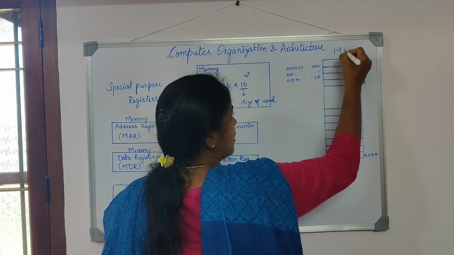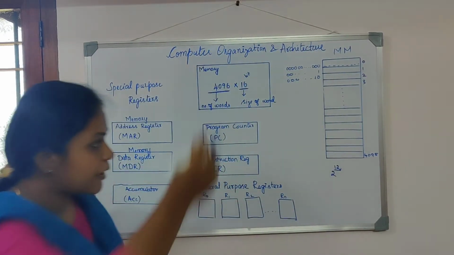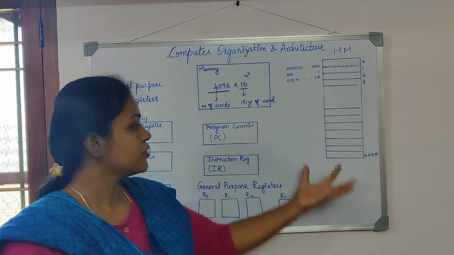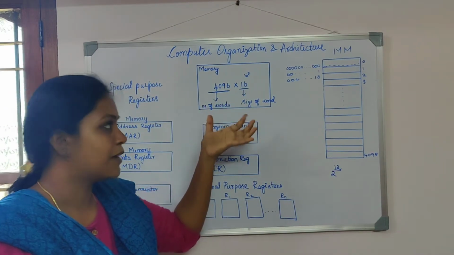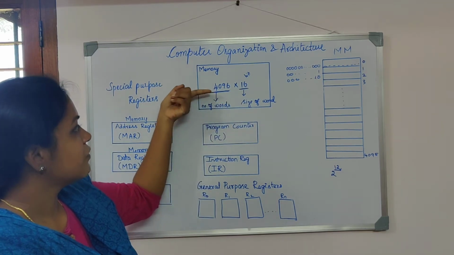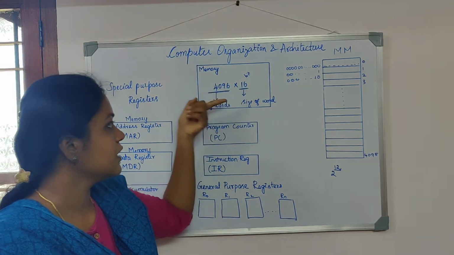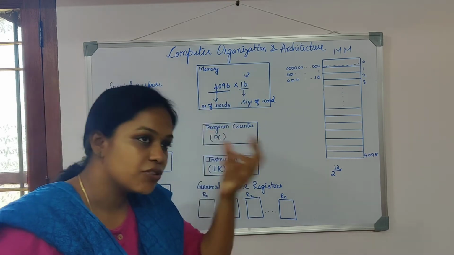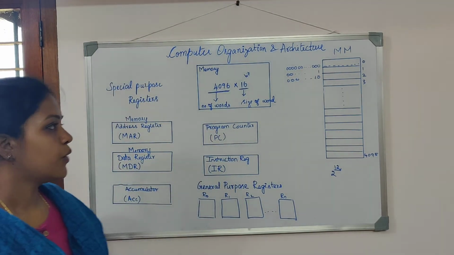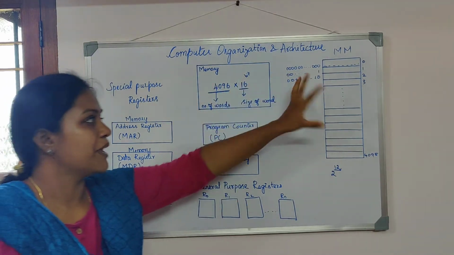So this is your main memory, this is your primary memory. This is how your main memory is represented for this example. Your main memory is taken of size 4096 cross 16. 4096 is the number of words, and 16 is the size of each word that is present. Okay, so this is all about the main memory.